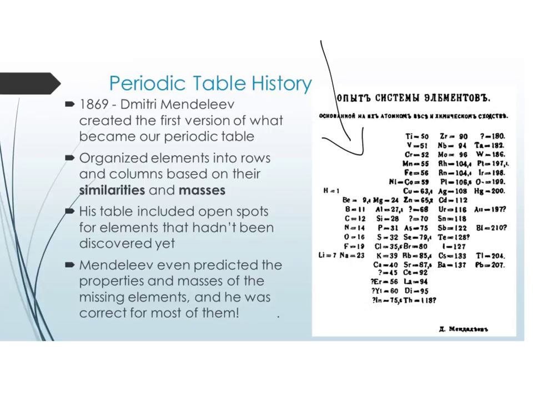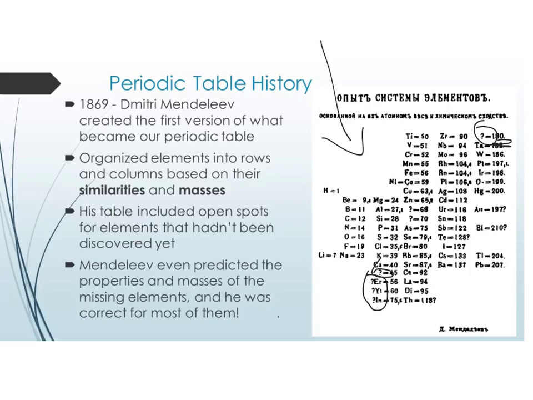He put his elements into rows and columns based on their similarities and their masses. If you notice, there are little open spots in his table. See all of these? He has little question marks. He left blank spaces for elements we didn't know about at the time. He guessed that those elements were out there and would be discovered, and he also guessed about their properties and their masses. You can see he guessed the mass right there.